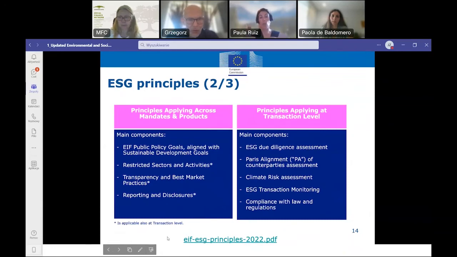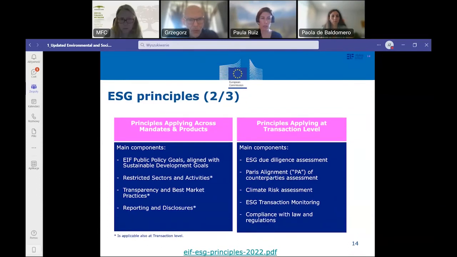So this is another way of looking at all the points that I've mentioned before. There are some principles that apply at product level and mandate level, and others that apply at transaction level. So as you can see here, we have the EIF public policy goals, which are aligned with the Sustainable Development Goals. And I will speak about this in the later part of the presentation.